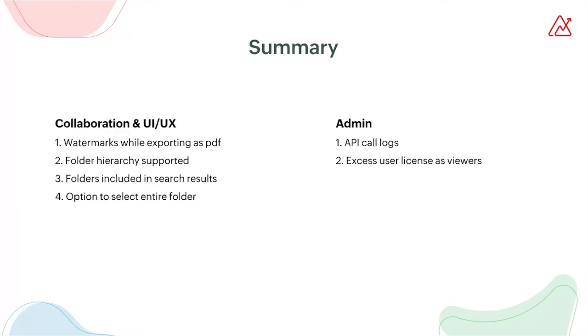Under collaboration and the UI UX category, we looked at watermarks while exporting dashboards as a PDF, folder hierarchy, folders included in search results, and the option to select an entire folder to improve your user experience. Under admin, we saw two important updates, which is the dashboard available for API call logs and the new update where you can use your excess users license as viewers.